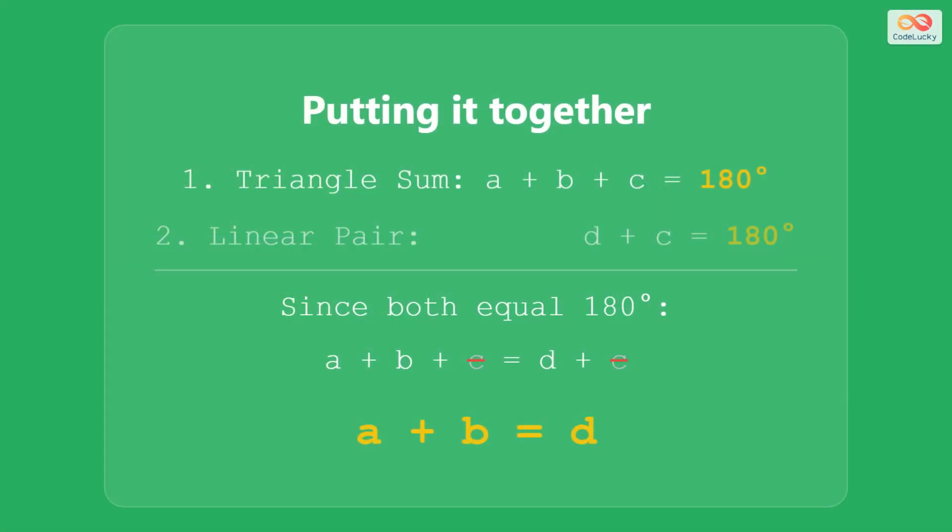Now we put those two facts together. Since both equations equal 180, they must be equal to each other. So, A plus B plus C equals D plus C. If we subtract angle C from both sides of the equation, we are left with our result. A plus B equals D.